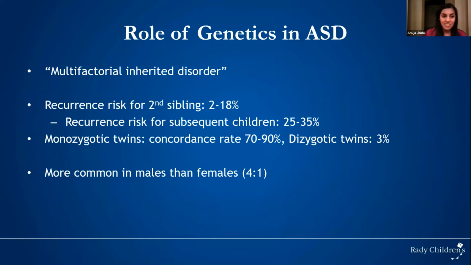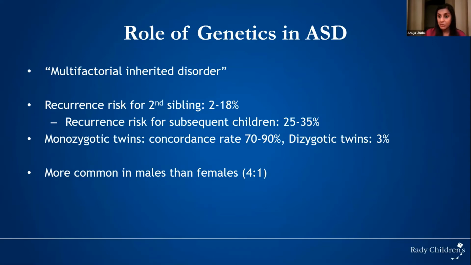The role of genetics in autism. So a lot of studies have shown, and every geneticist will tell you, that autism is what they call a multifactorial inherited disorder, where there is thought that there is an inheritance pattern to this, but it can be influenced by lots of different things. There's something called epigenetics, so how a gene functions, even if you inherit the gene, can be determined by lots of different factors as well.